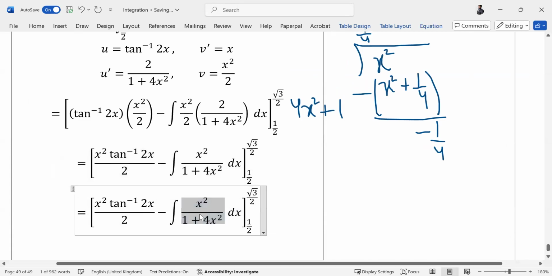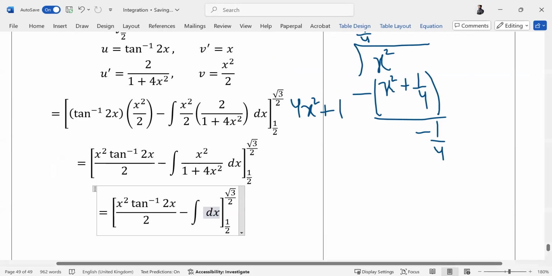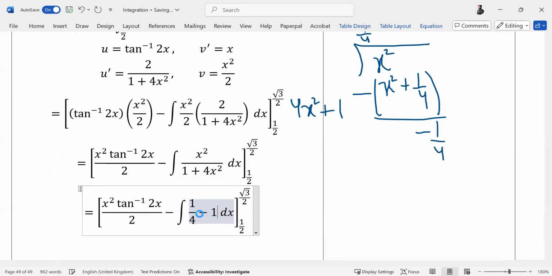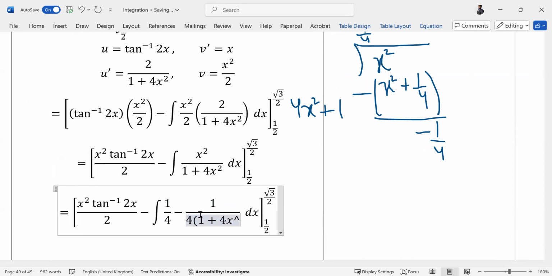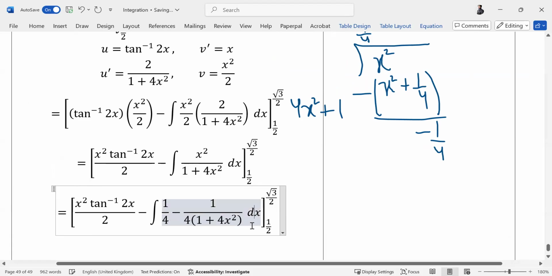Remember, this still has to be integrated. 1 upon 4 is my quotient. My remainder is 1 over 4 and into 1 plus 4x square. Is this clear now?